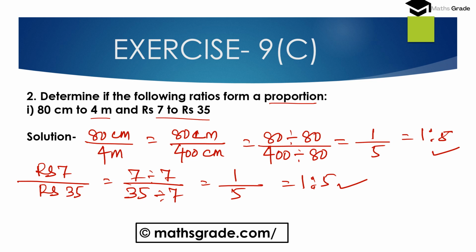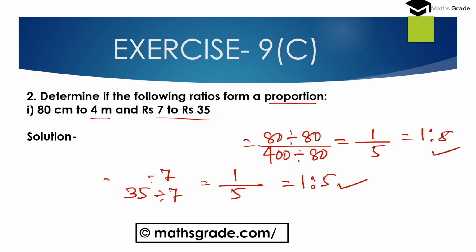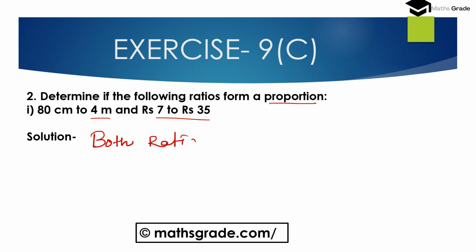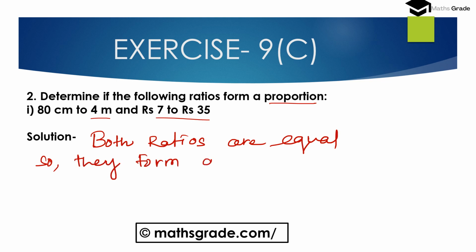Now in both the ratios we get 1 is to 5, both are equal. So these two ratios form a proportion.